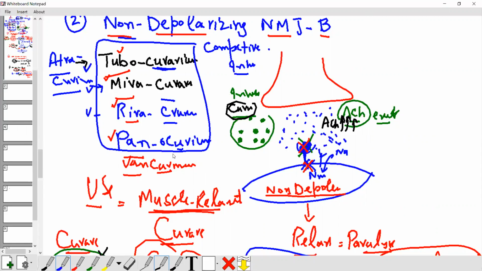Repeat pharmacology again and again. Atracurium, mivacurium, tubocurarine, pancuronium, vecuronium. These drugs all belong to the same family, the Curare family. The group name is non-depolarizing neuromuscular junction blockers. Okay. So what is the use of these drugs?